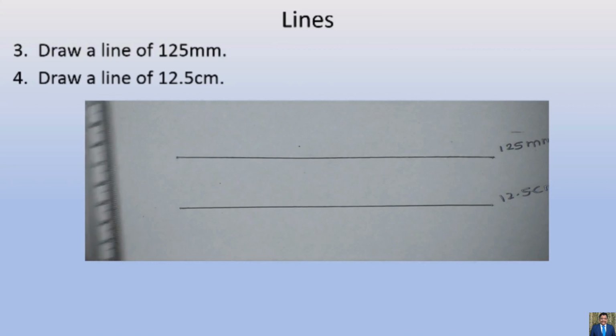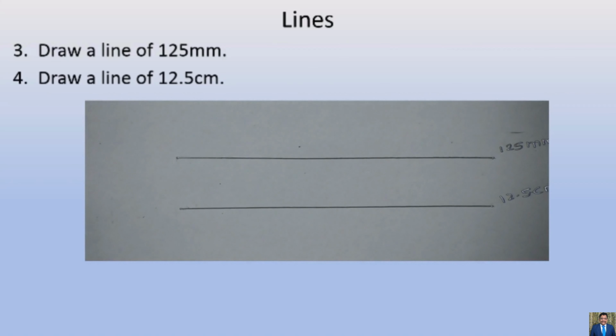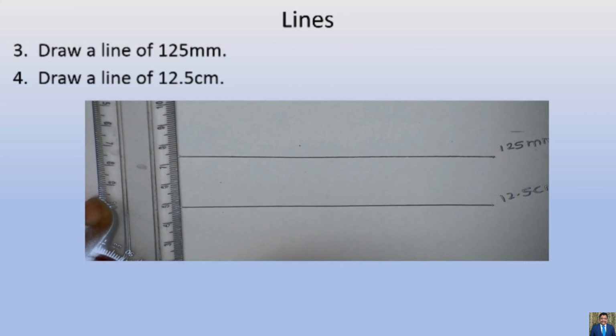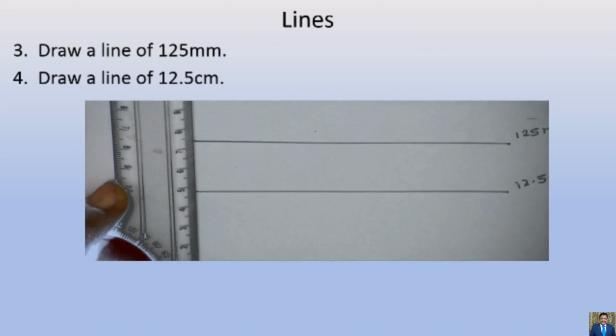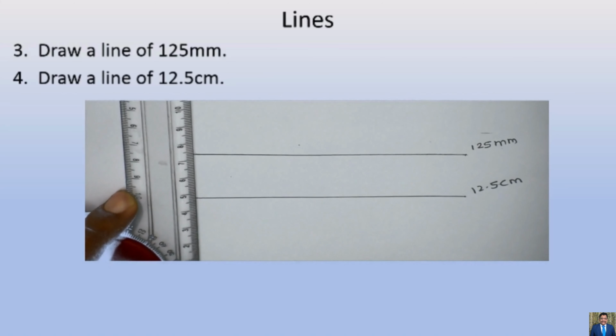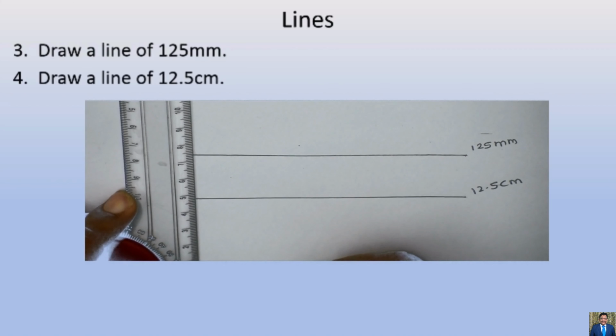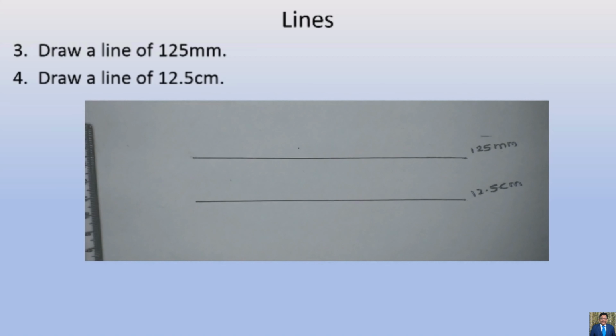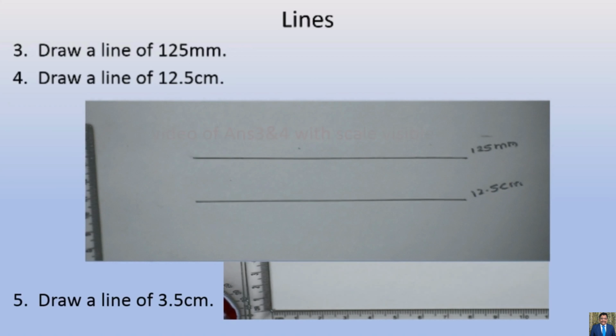I have shown these examples because I want you to observe that 10 mm is equal to 1 centimeter, and in exams it might be given sometimes in mm or sometimes in centimeter also. But for our course every question will be in millimeters only. You should not worry about that. Just make a note that 10 mm is equal to 1 centimeter. 125 mm will be equal to 12.5 centimeter.